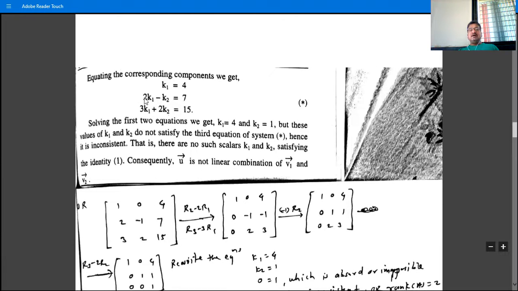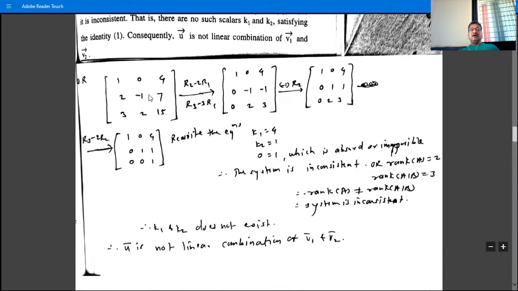Here we have three equations and two unknowns. So I have to solve this system by using either the Gauss elimination method or this method, that is, find the values of K1 and K2, and if they do not satisfy the third equation, then we say the system is inconsistent. Or we can write the augmented matrix and convert it to echelon form. So what we have is 0 equal to 1, which is absurd.